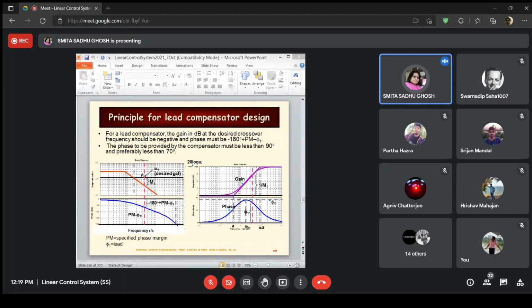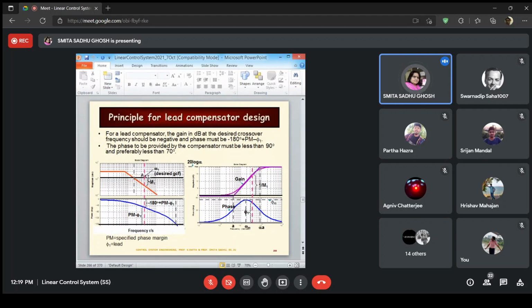What I have to do is choose a range beyond the original gain crossover frequency of my uncompensated system, and I can put the desired gain crossover frequency after that frequency. I can try to do the design such that my desired gain crossover frequency will be anywhere after this value, right? So now let us see.